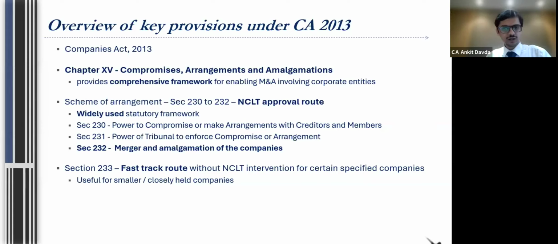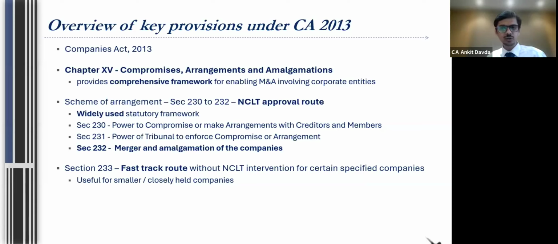It is a substantive provision under this entire chapter. Section 230 is the one from which all powers are derived for companies to do all activities under Sections 230 to 237. Section 231 is the power of tribunal to enforce compromise and arrangement. Any such compromise and arrangement is generally subject to NCLT approval. That is the norm under Section 231. And 232 is specific to merger and amalgamation of companies, which is a normal provision, not a fast track route.